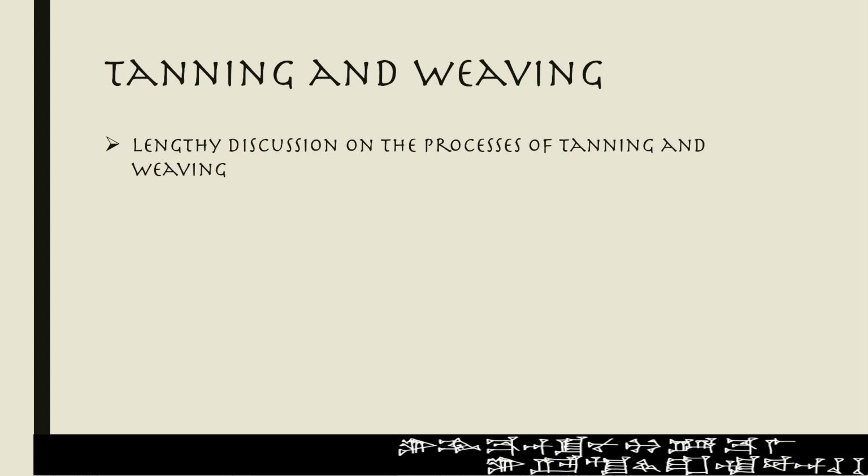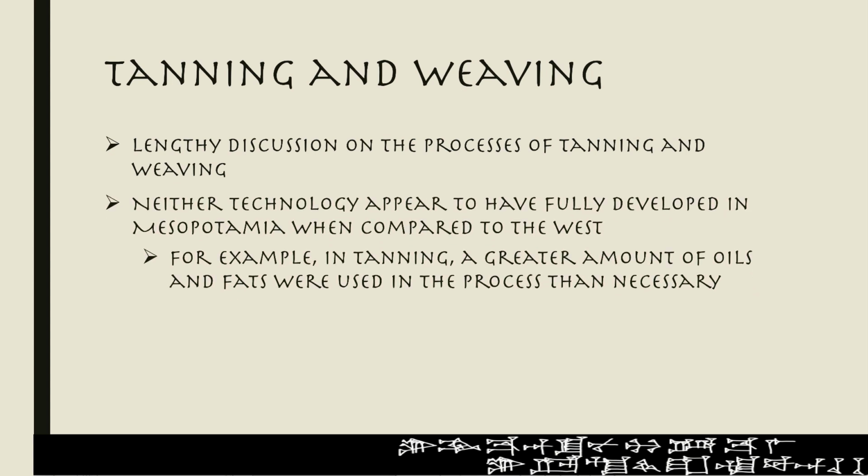Two particular crafts that he discusses at length are tanning and weaving. Essentially, neither technology appears to have fully developed in Mesopotamia when you compare it to the West. So, for example, in tanning, the Mesopotamian process used far more oils and fats than were necessary, and so the development was not as sophisticated as was found in the West.